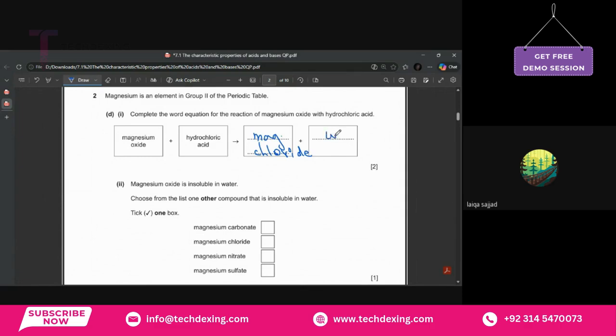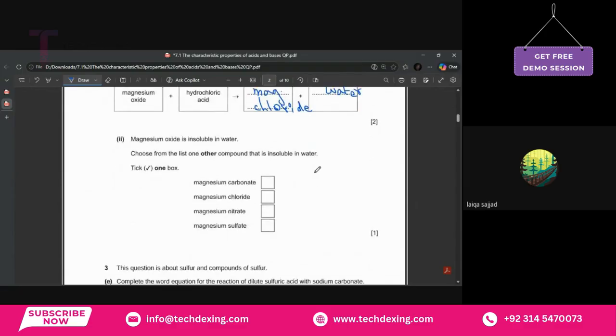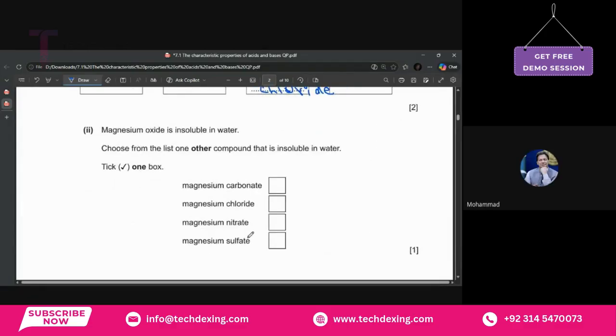In part 2, you are given that magnesium oxide is insoluble in water. Choose from the list one other compound that is insoluble in water. Is it magnesium carbonate, magnesium chloride, magnesium nitrate, or magnesium sulfate? Magnesium carbonate is insoluble in water. The first one. Very good. It's magnesium carbonate.